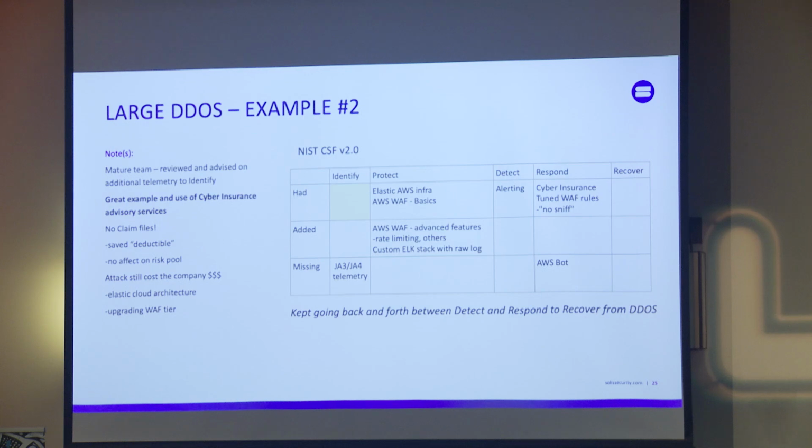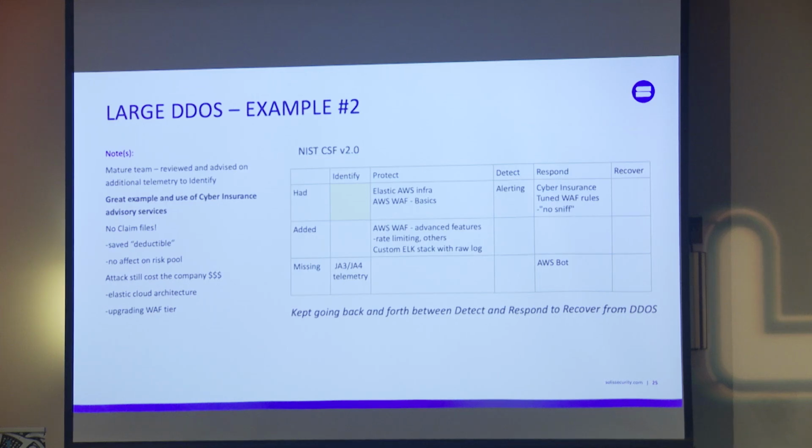And this is a good use of your cyber insurance. They didn't need to file a claim or pay a deductible. They just called up the helpline to get experts on the phone. And I helped remediate this, and they didn't need to file a claim. I helped them understand the telemetry they were missing, and they never called back. So they added advanced features, rate limiting. They built themselves a custom ELK stack to get their own telemetry that they can see stronger. And they just kind of bounce back and forth between this protect, detect, and respond. And then what they were missing was this JA3 and JA4 telemetry, which I will talk about later. It is the golden goose of DDoS.